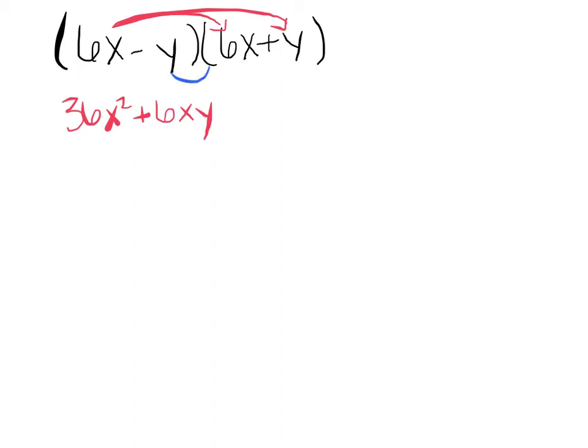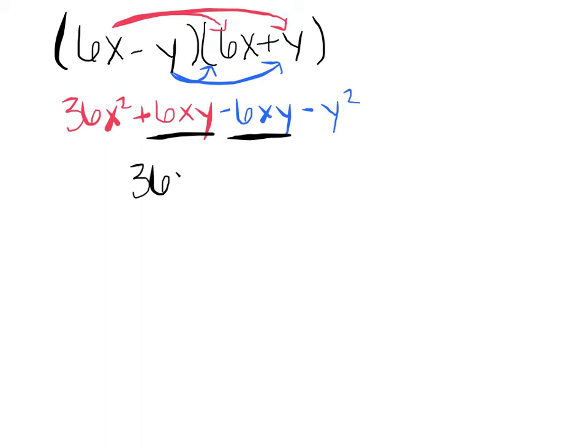When we distribute our negative y, we're going to end up with negative 6xy, and we're going to end up with negative y squared. I actually have a couple of like terms here in the middle. I have 6xy and negative 6xy, which are actually opposites, so conveniently enough they cancel each other out. And our final answer is 6x squared minus y squared. We could draw a rectangle for this one as well. We would label our rectangle just like we did before, and we would end up with this same answer.